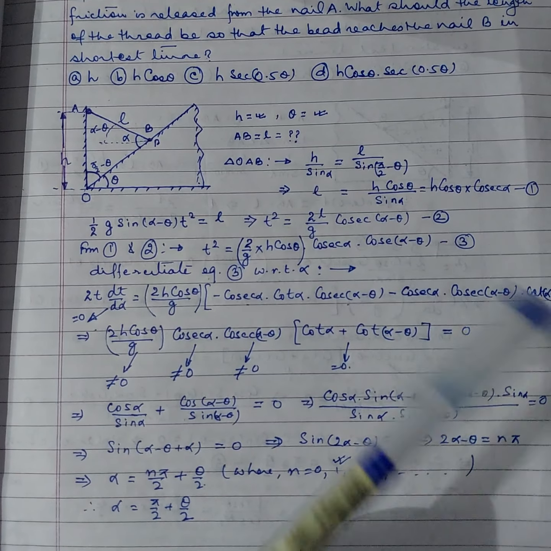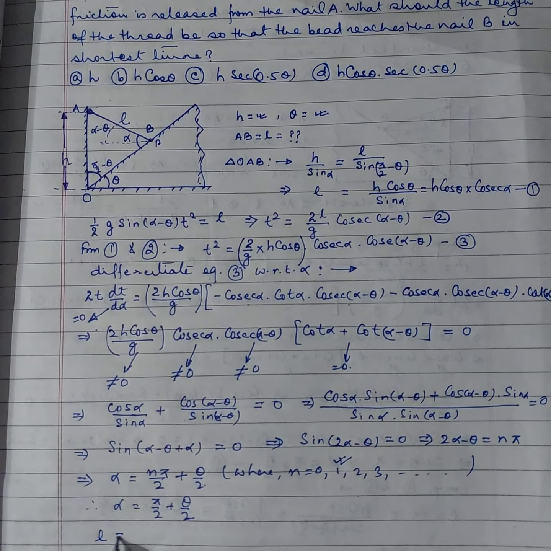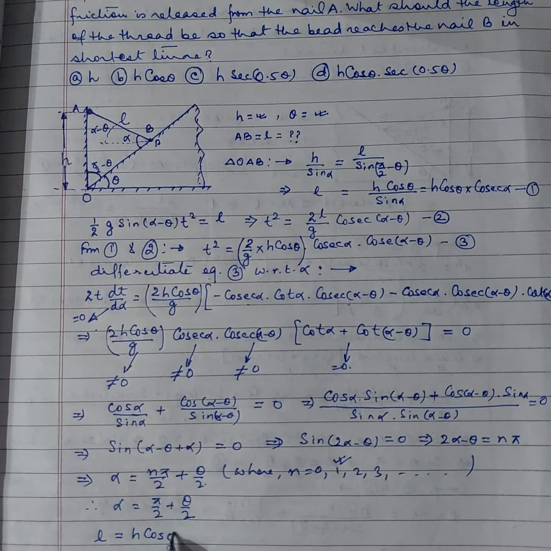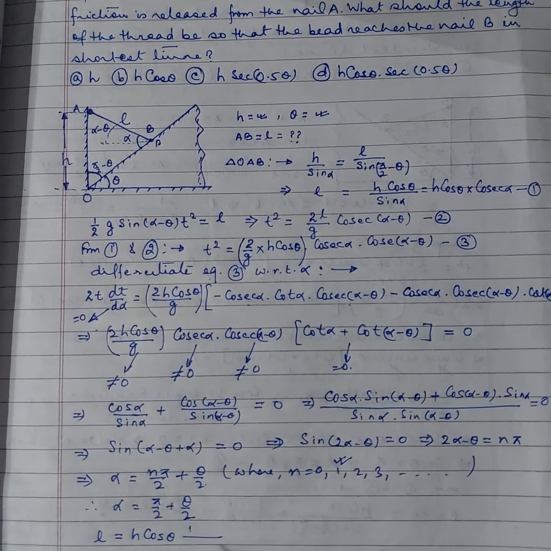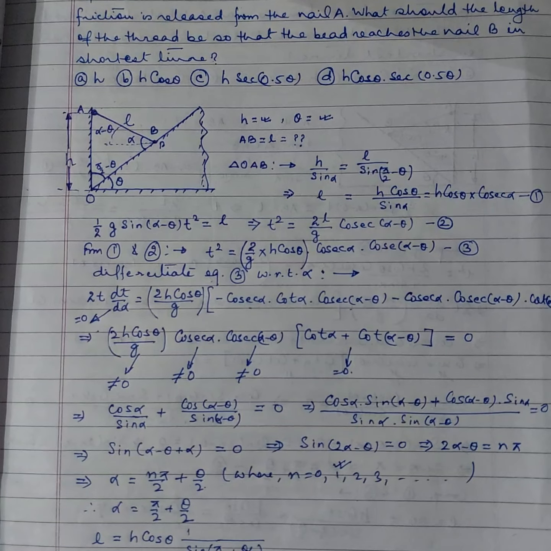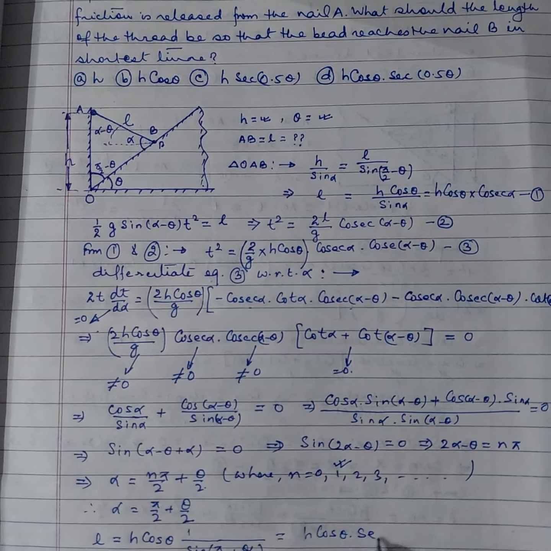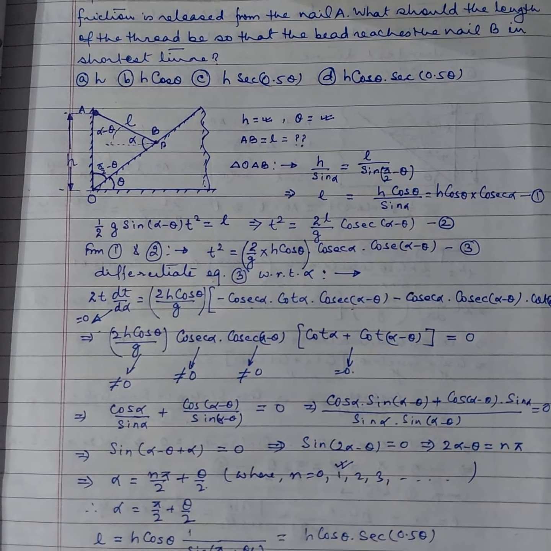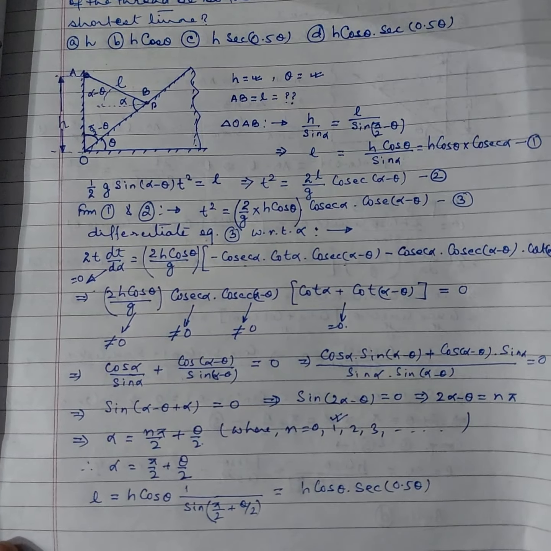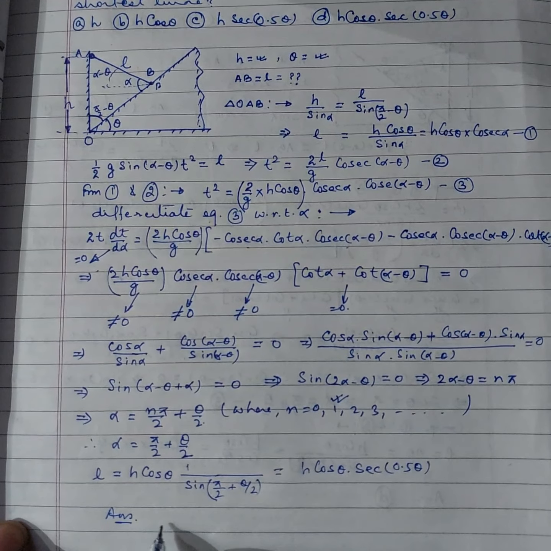Putting this value of alpha in equation 1, L will be h cos theta by sine pi by 2 plus theta by 2, which is cos theta by 2. So this will become h cos theta into sec theta by 2. So the answer will be option D.